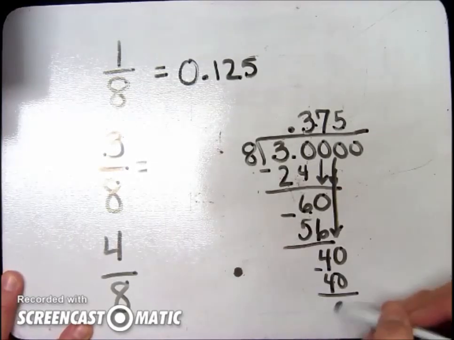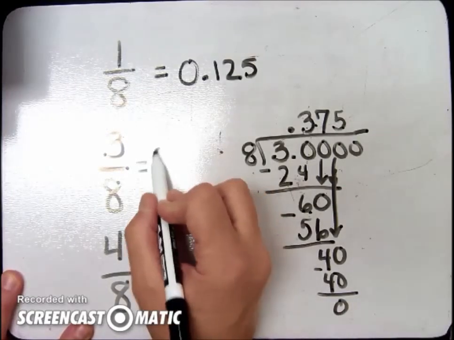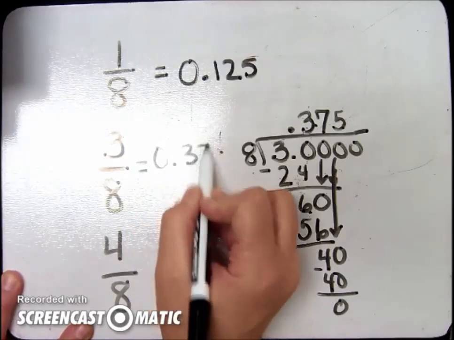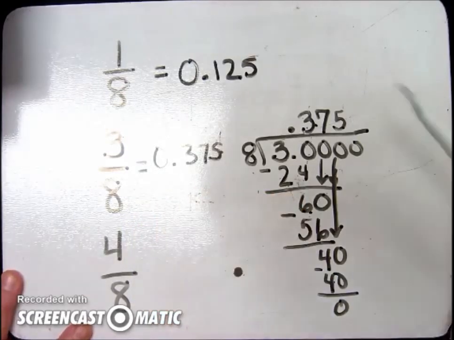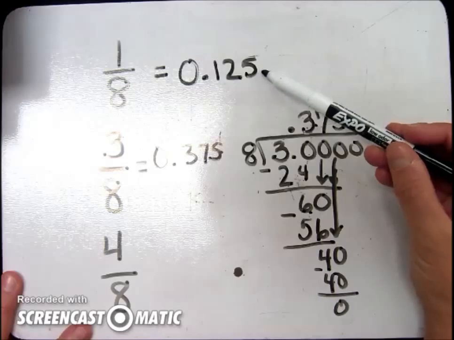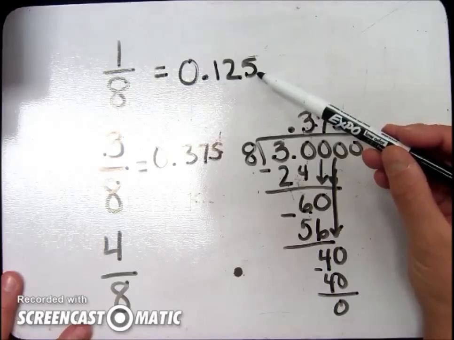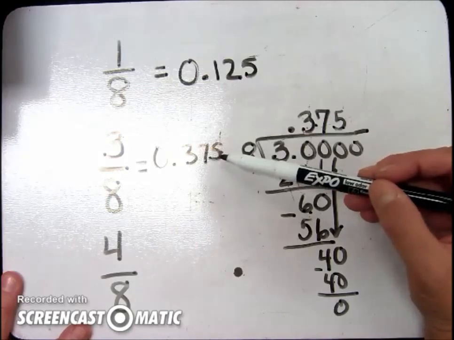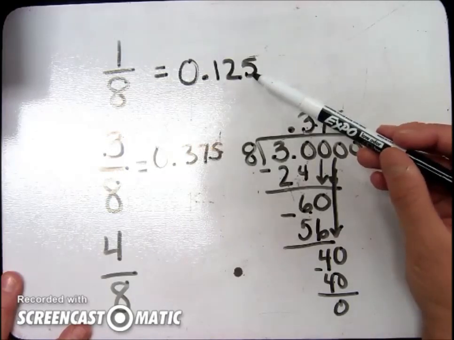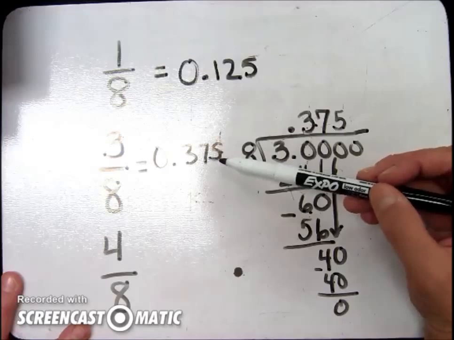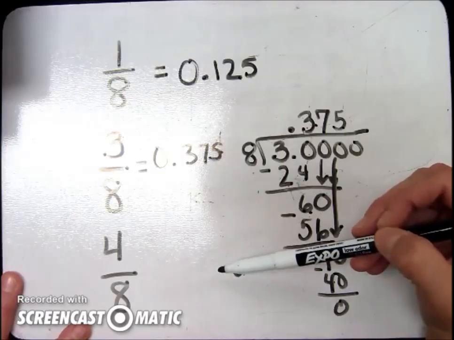It's 40. Good. Now, if I'm thinking about this logically, I should be thinking to myself, well, if 1/8 is this decimal, 0.125, then 3/8 is 3 of those. So if I had 3 of these, think about that. Think about 125 times 3. Wouldn't I get 375? So that would mean 4/8 should be 4 of these.